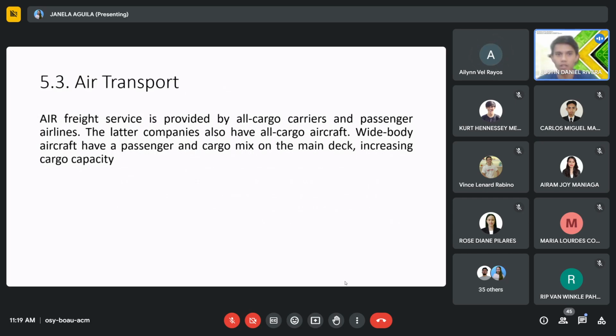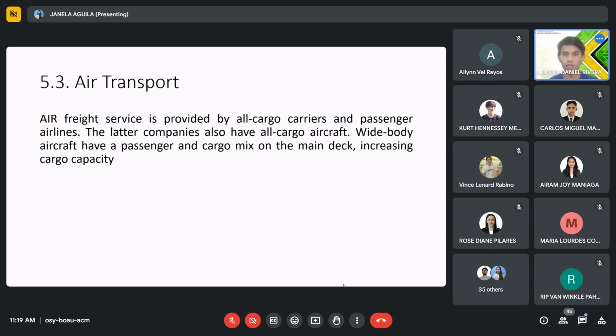Okay po. Next naman po ay ang air transport. Dito naman po in-highlight yung vital role ng air freight services in transporting commodities with a specific focus on refrigerated goods. So, both specialized all-cargo carriers and passenger airlines contribute to this process, showcasing their ability to handle various cargo types, especially those requiring refrigeration.